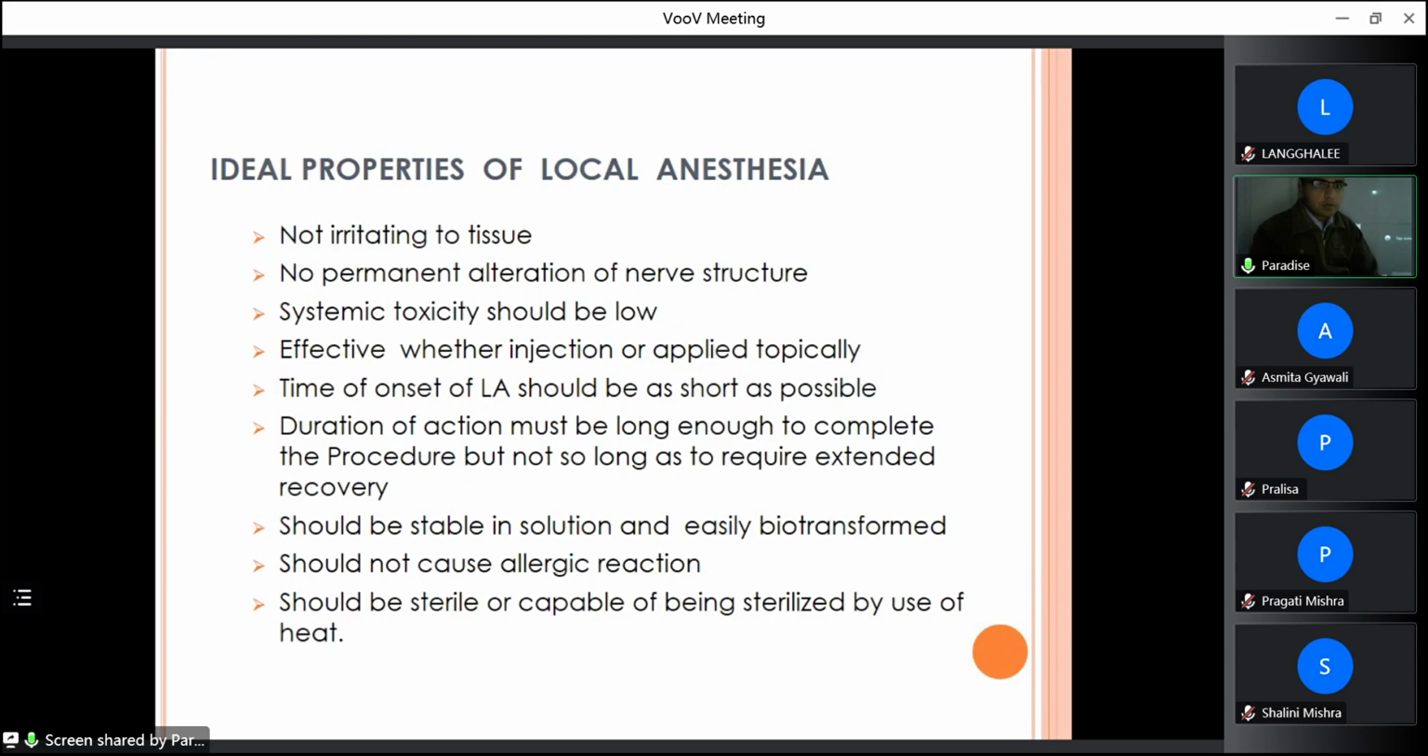So the ideal properties of local anesthesia are: it should not be irritating to tissue, it should not cause permanent alteration of nerve structure, systemic toxicity should be low, and it should be effective whether injected or applied topically. The time of onset should be as short as possible, and the duration of action must be long enough to complete the procedure but not so long as to require extended recovery. It should be stable in solution, easily biotransformed, should not cause allergic reaction, and should be sterile or capable of being sterilized by use of heat. But unfortunately, none of the local anesthetics has all these ideal properties.